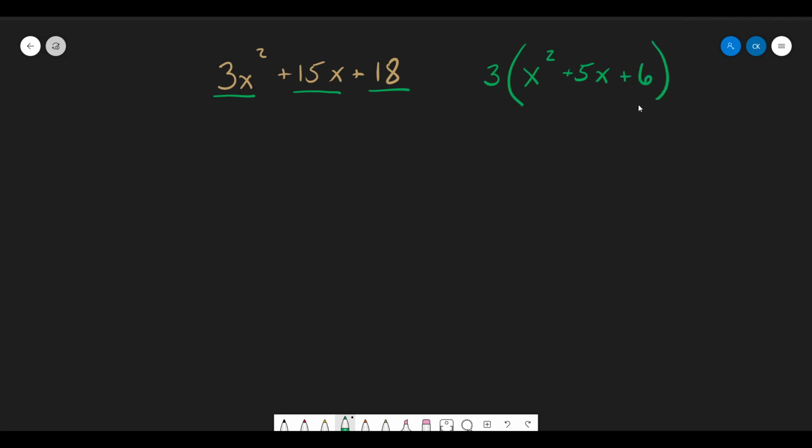So my first step is to look to see if I have a GCF that I can pull out, because now if I look inside the parentheses at what's left, this is not a trinomial with a coefficient that's not 1. This is a trinomial with a coefficient of 1. So I would do this regularly, like we were doing before spring break. I would say, okay, what are the factor pairs of 6?